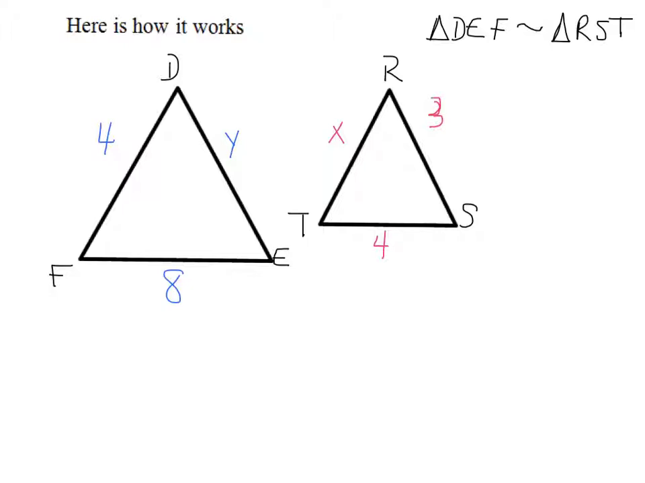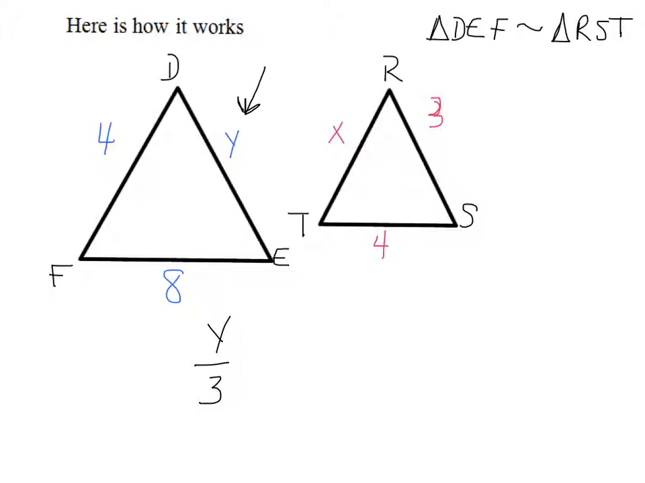The first question may say, what is the length of side DE? Well, I see that this is DE, so I need to find what y equals. I do this by setting up a proportion. And you're going to set up a proportion by using corresponding sides. So the first one I'm going to look at is, I need to know what y is. Now what side corresponds with that on the other triangle? Well, hopefully you see that it's side RS, which is 3.